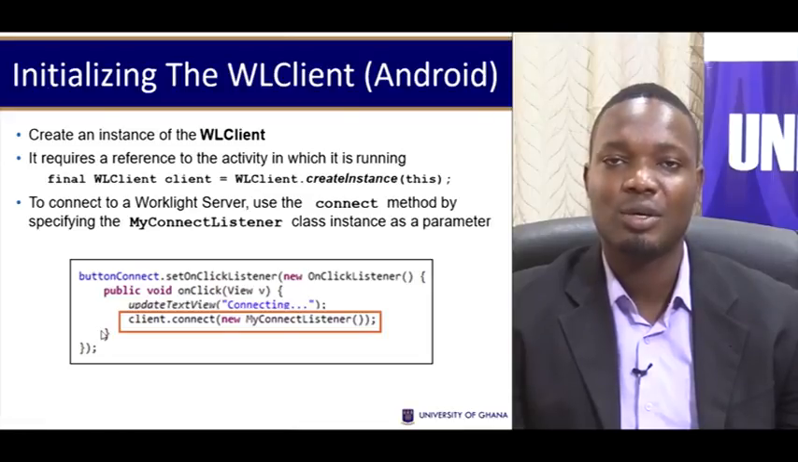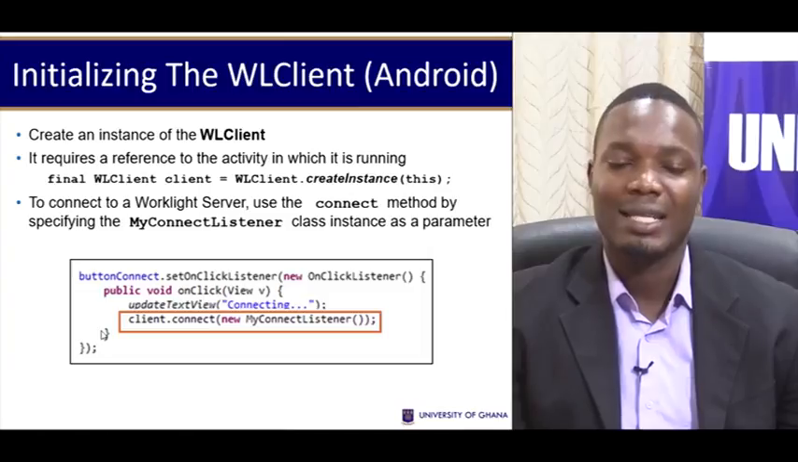Then to initialize the WLClient, we need to create an instance of the WLClient. That's the Worklight client for us to connect to the Worklight server. It requires a reference to the activity in which it is running.